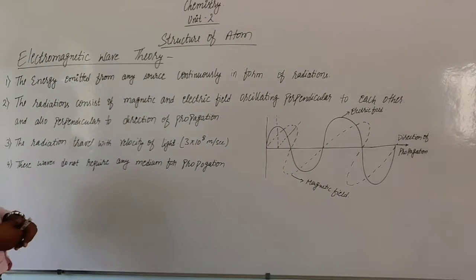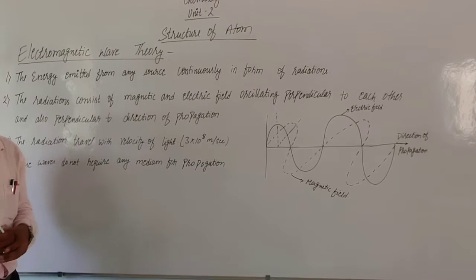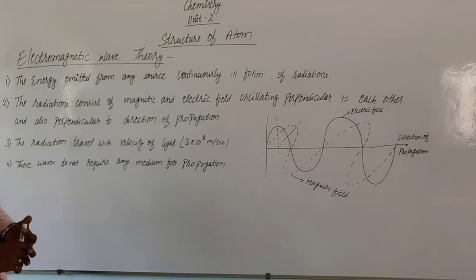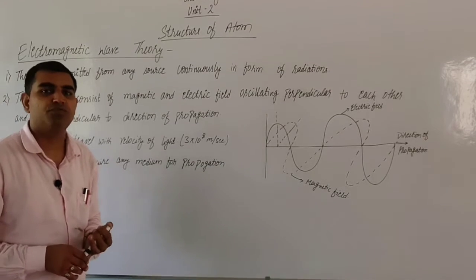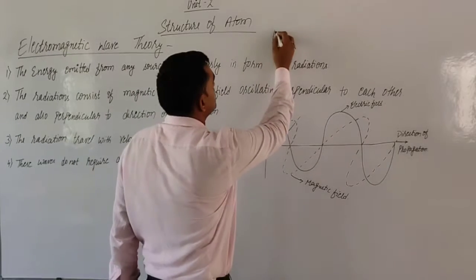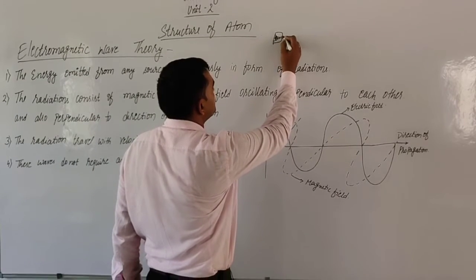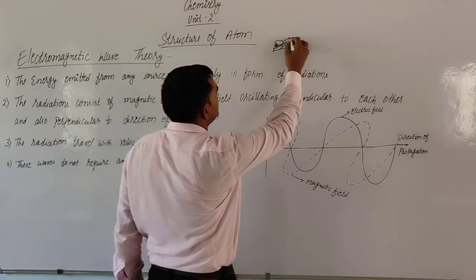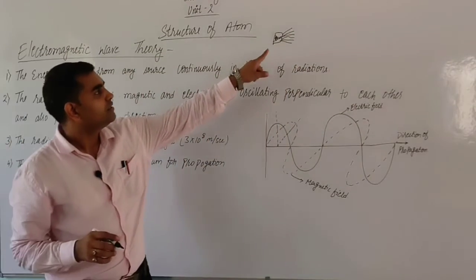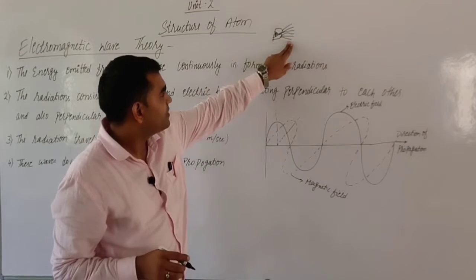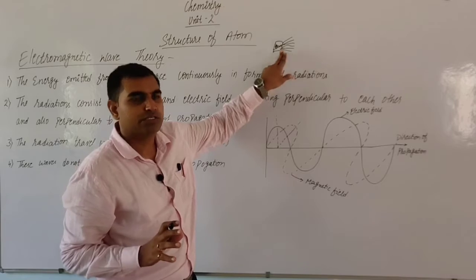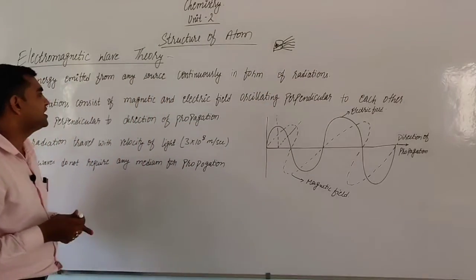There are 4 points to explain the electromagnetic wave theory. Firstly, the energy is emitted from any source continuously in the form of radiation. That means if we have one source and some energy is coming from this source, then according to electromagnetic wave theory, the radiations come out from the source in a continuous form, not in a discontinuous form. So this is the first point.